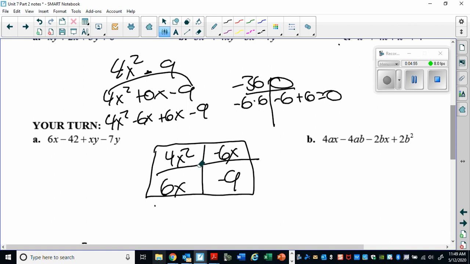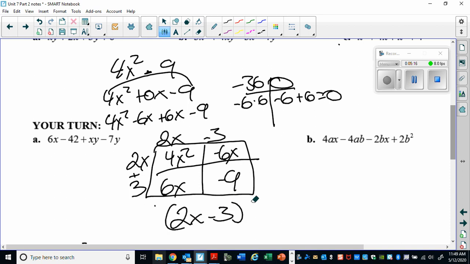Then we go left to right. Here we can take out a number and a variable, so that's going to be 2x. Here we can only take out a number, so that's going to be 3. Because that's a positive, it's going to be a positive. Here we can take out a number and a variable, we have 2x. And here we can only take out a number. So your answer would be 2x minus 3 times 2x plus 3.